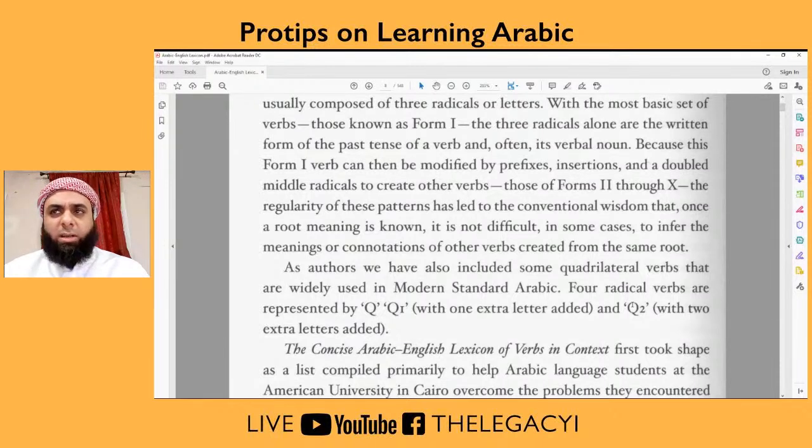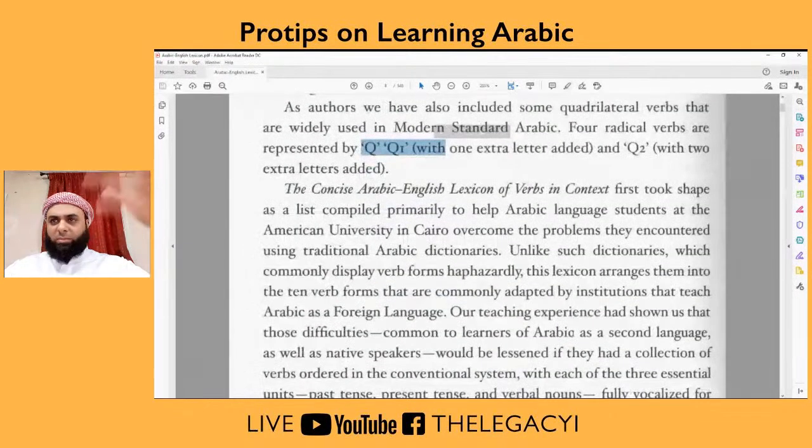So they've included a number of, and again, their focus is on modern standard Arabic or contemporary Arabic, contemporary formal Arabic that is used. Four radical verbs are represented by Q1, and Q2. Not going to really explain that too much.